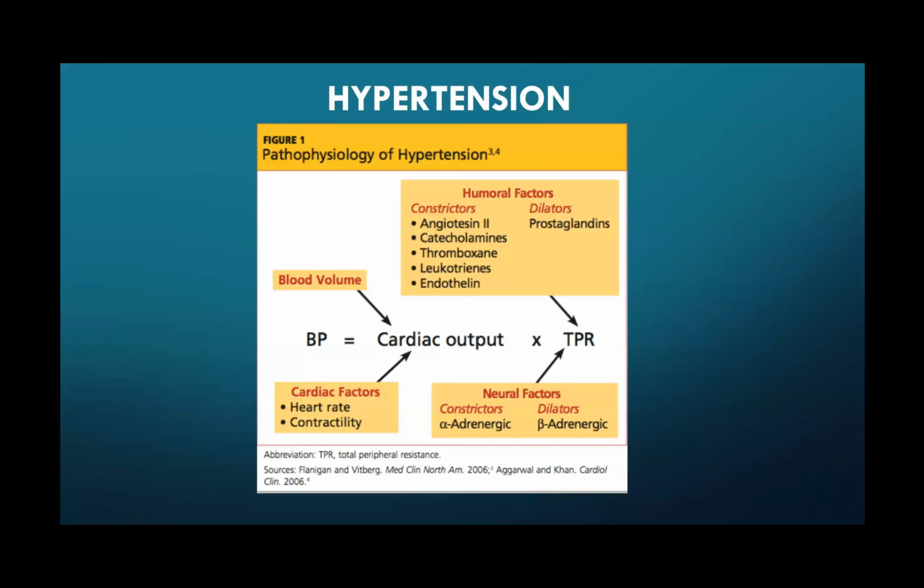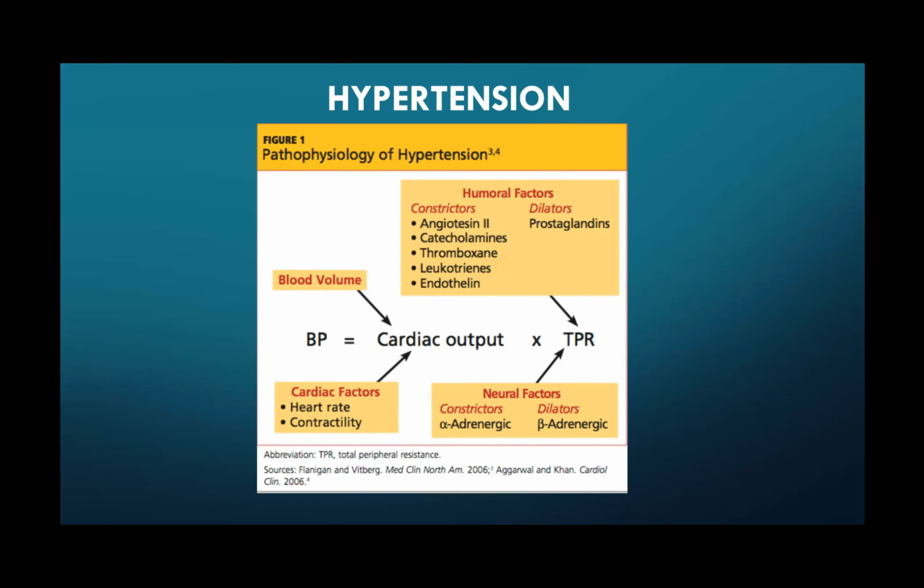So in terms of the pathogenesis of hypertension, our blood pressure is essentially a product of our cardiac output and the total peripheral resistance. So anything that affects any of these factors can cause elevated blood pressure. When we talk about cardiac output, it depends on your total blood volume in the body. It also depends on what your heart rate and your cardiac contractility look like.